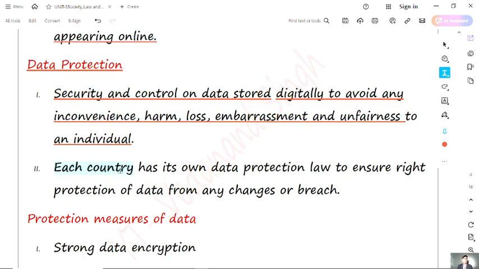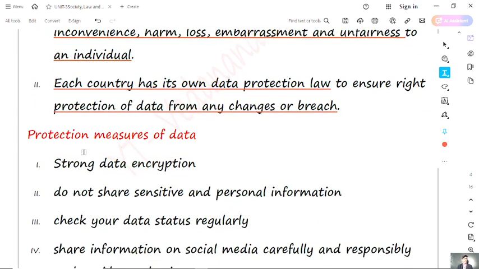Second is that each country has its own data protection law to ensure the rights and protection of data from any changes or breaches. Simply, all countries have their own data protection laws. We will also discuss data protection laws in this chapter.